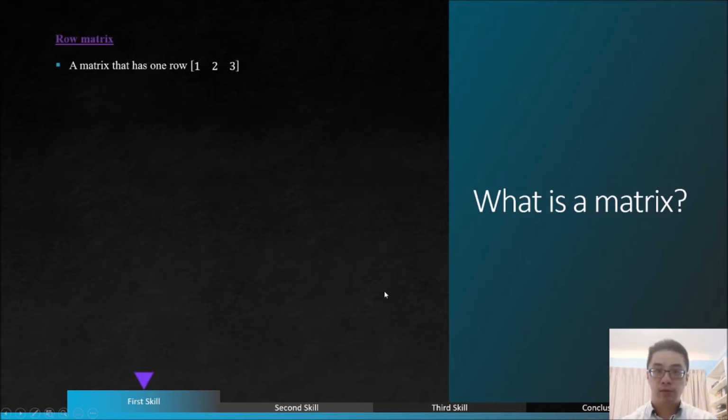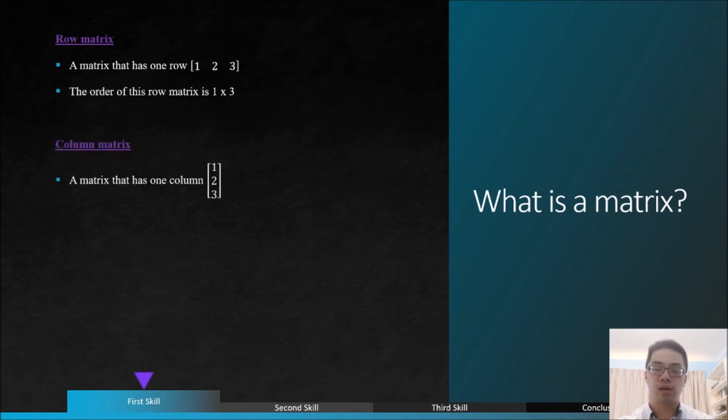So we've got a row matrix. A row matrix is just one row. So the order of a row matrix is a 1 by 3. We've got a column matrix. So a column matrix is a matrix that has 1 column, and the order of that is a 3 by 1.